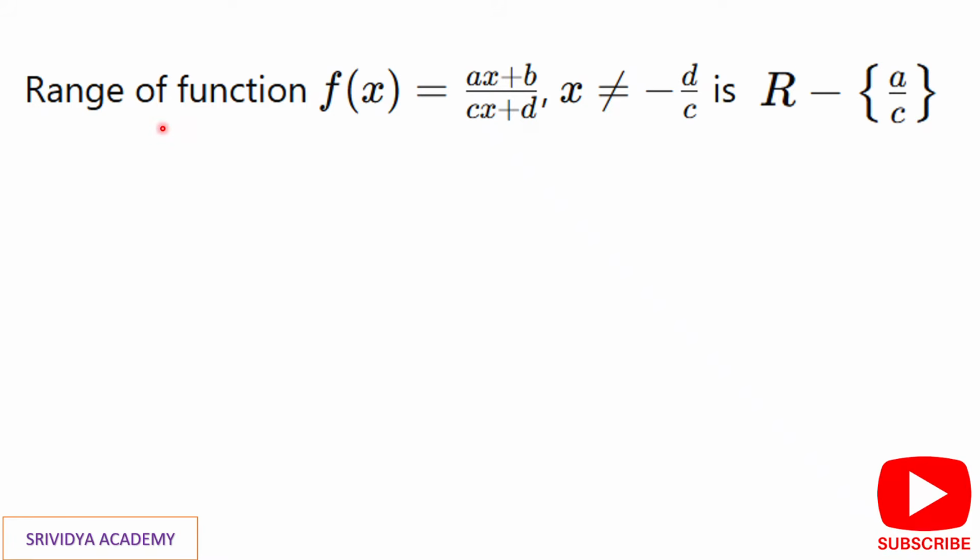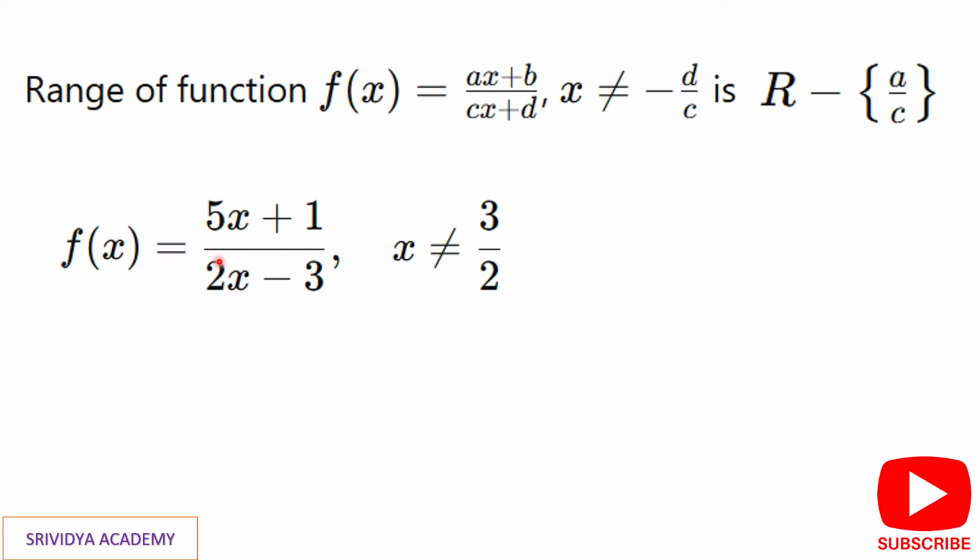Here is the shortcut. Range of the function of the form f of x is equal to (ax plus b) by (cx plus d), where x is not equal to minus d by c, is given by set of reals except a by c. Let us consider the given function, that is f of x is equal to (5x plus 1) by (2x minus 3).